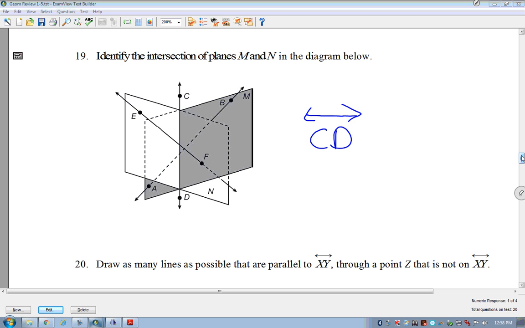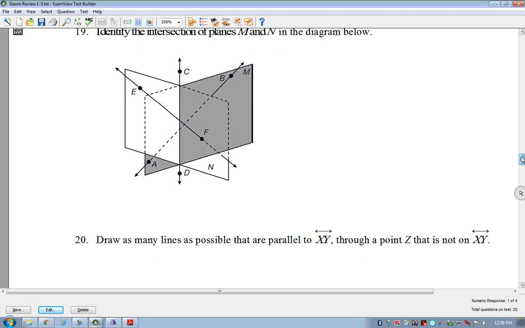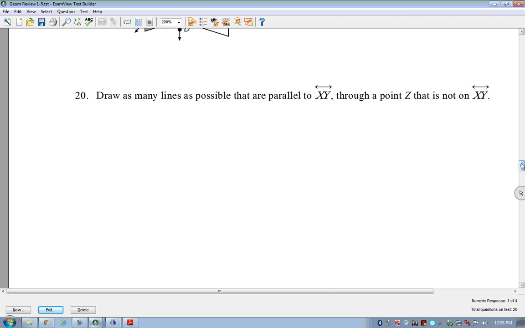Okay, final question is this one right here. Question number 20. Draw as many lines as possible that are parallel to line XY. Okay, I'm going to draw a line XY through a point Z that is not on XY. All right, so let's just draw Z there.